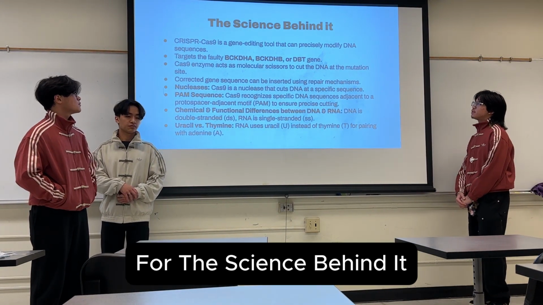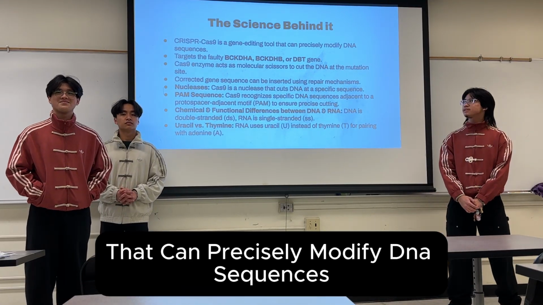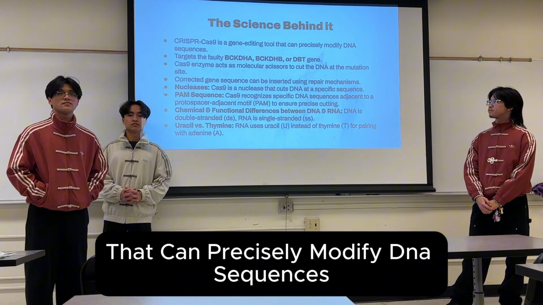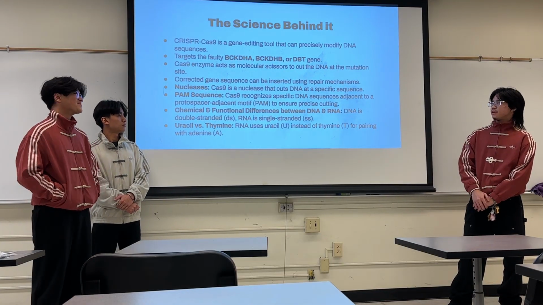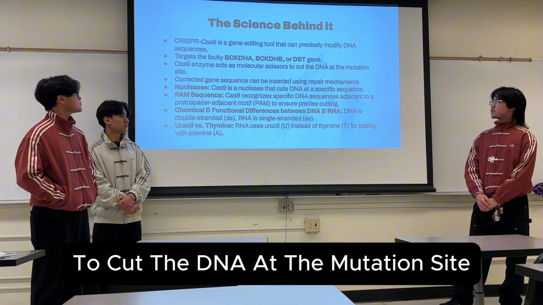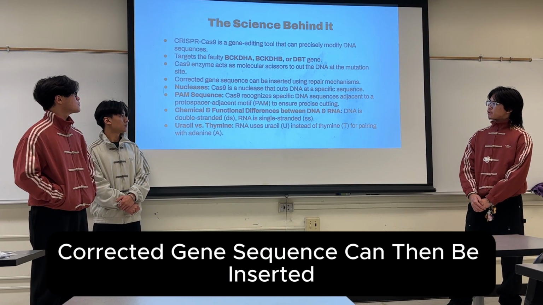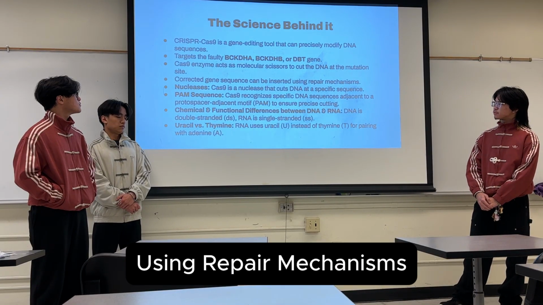For the science behind it, CRISPR-Cas9 is a gene editing tool that can precisely modify DNA sequences. It targets the faulty genes, and the Cas9 enzyme acts as a molecular scissor to cut the DNA at the mutation site. A corrected gene sequence can then be inserted using repair mechanisms.